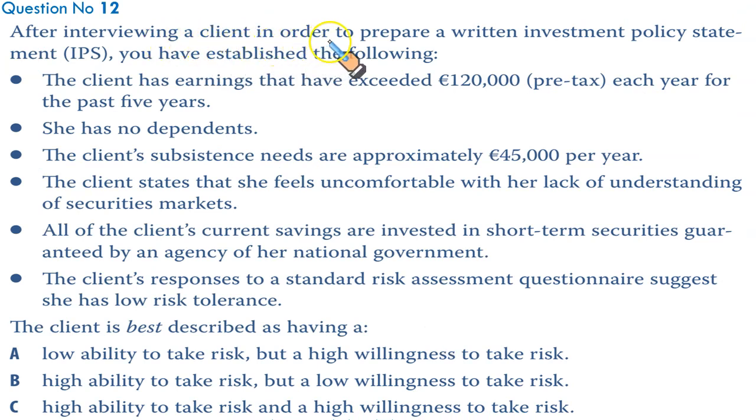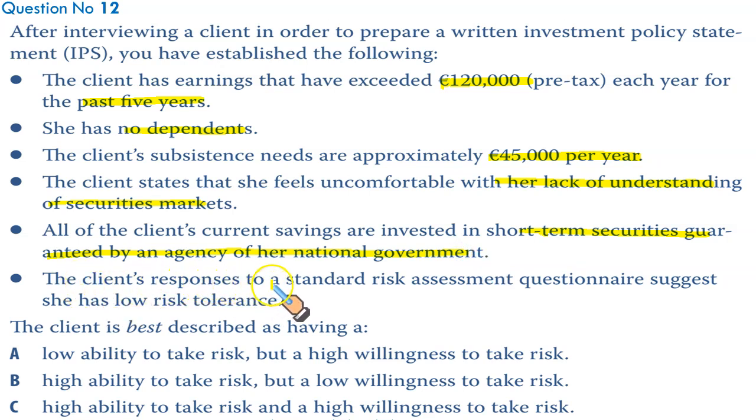After interviewing a client in order to prepare a written investment policy statement, you have established the following. The client has earnings exceeding 120,000 euros each year for the past 5 years. She has no dependents. The client's subsistence needs are approximately 45,000, leaving sufficient cash for investment. The client states that she feels uncomfortable with her lack of understanding of security markets. So this is the problem. She is a little uncomfortable. All of the client's current savings are invested in short-term securities guaranteed by an agency of our national government. So she's a little risk averse.